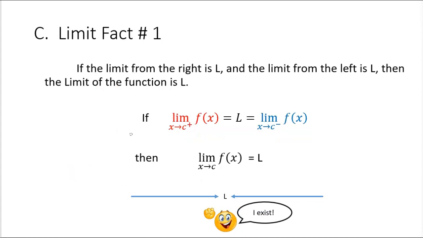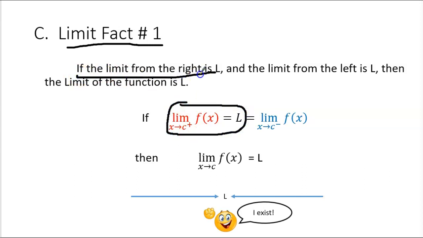All right, so we're going to share with you guys a few facts about limits now. If the limit from the right is L, meaning if I'm approaching c from the right and the y value goes to L, and if the limit from the left is also L, let me do my circle a little differently.